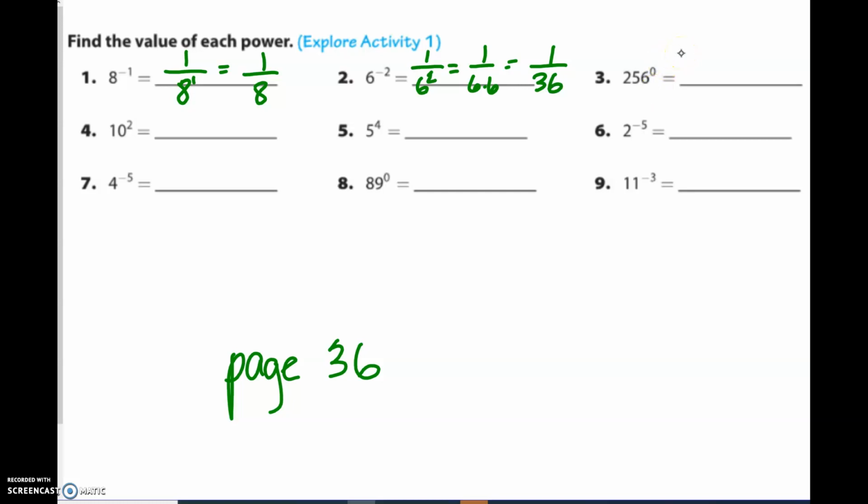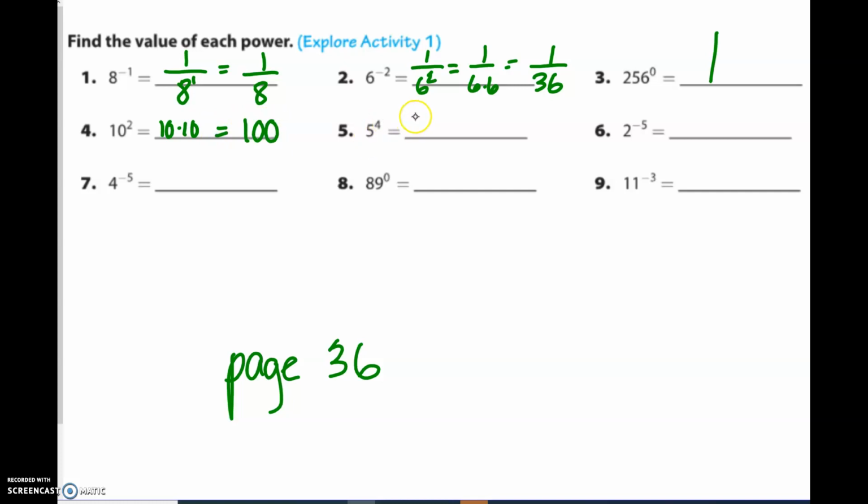256 to the 0 power. Well, remember in that chart, we found out no matter what number we started with, anything to the 0 power is going to be 1. All right, 10 squared, remember that's just 10 times 10. So that's going to be 100.